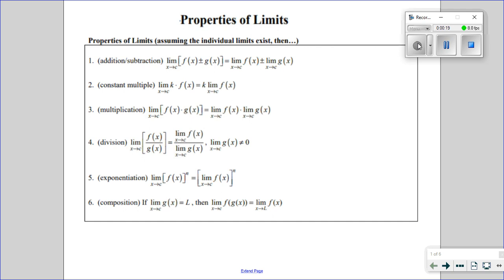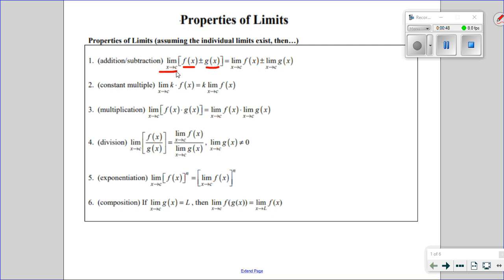So if you were ever finding the limit of the sum or difference of two functions, so notice here we're not just dealing with one function anymore, we're dealing with two functions. If we were trying to find the limit as x approaches c of f of x plus or minus g of x, what we can do is find the sum or difference of the limits.